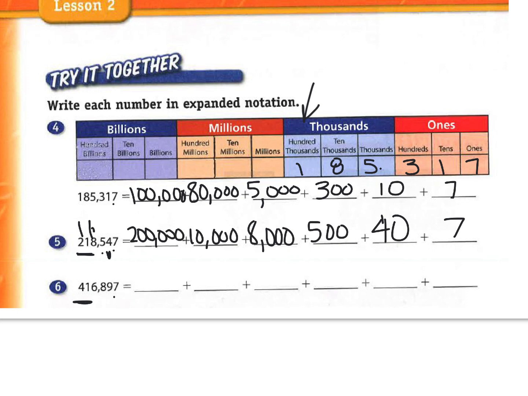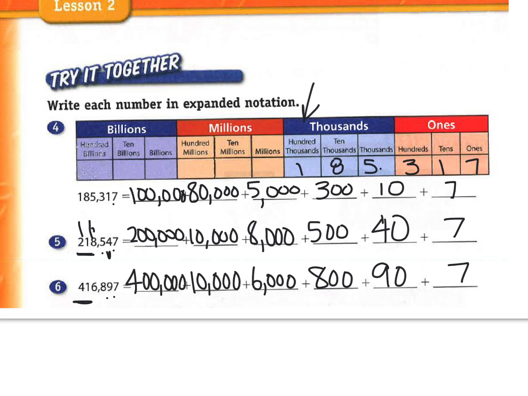Okay, number 6, last one on this page. 7 again in the ones place. We have a 9 in the tens place, an 8 in the hundreds place, a 6 in the thousands place, a 1 in the 10,000s place, and then a 4 in the 100,000s place. So all of those are written in expanded form.